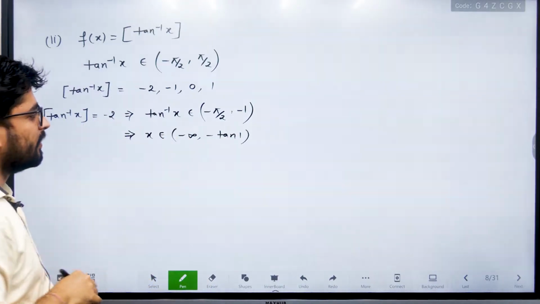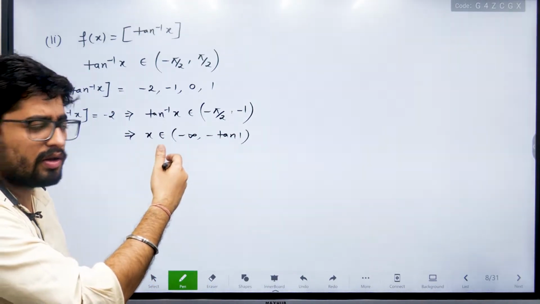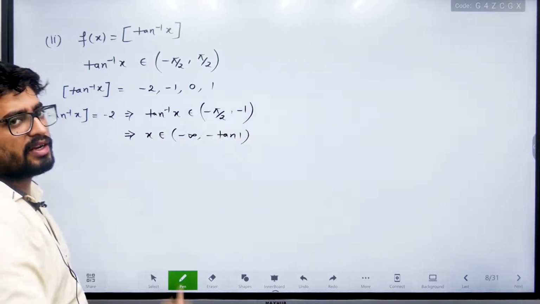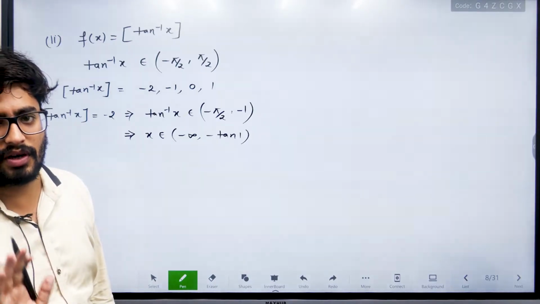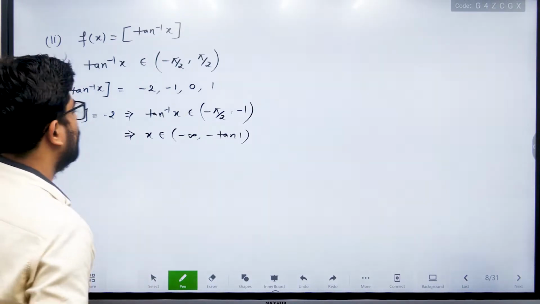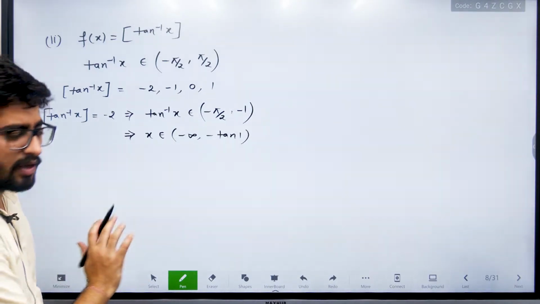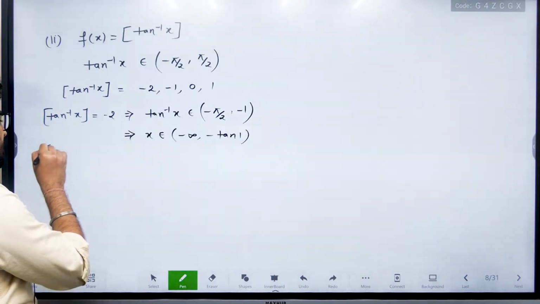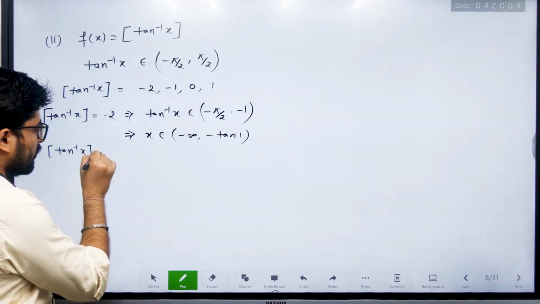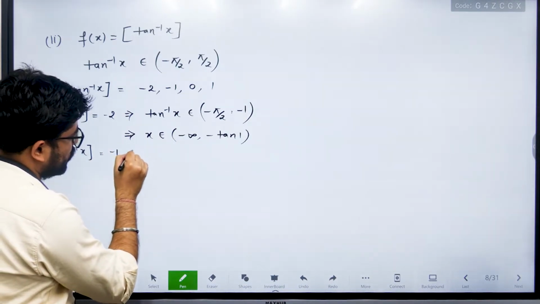Okay. Next thing, you'll have the idea of why we are taking tan inverse x minus 1 as tan minus 1 in your next chapter, inverse trigonometric function. Okay, I'm giving the solution here. That's very easy thing. Next thing is greatest integer of tan inverse x is equal to minus 1 implies what?